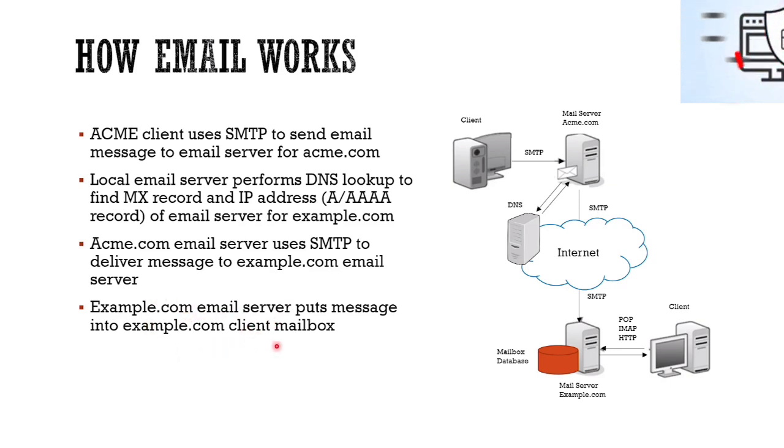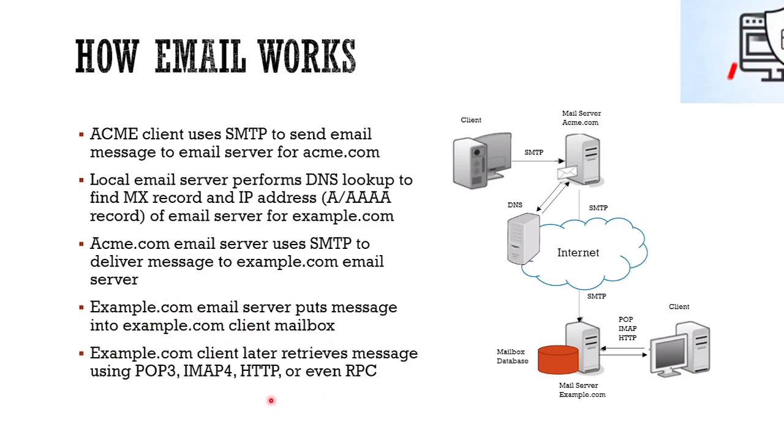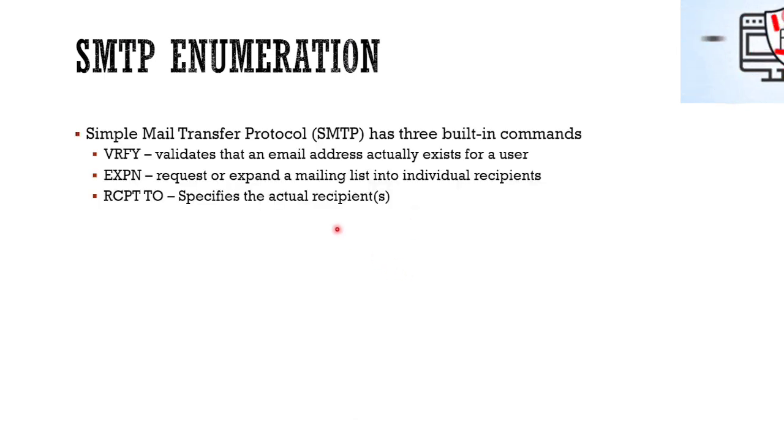So how can we use SMTP for enumeration? Well, SMTP as a protocol has three built-in commands that are useful. It has more than just three, but three that are useful for enumeration. There's VRFY, right here. Verify will validate that an email address actually exists. There's EXPN, to expand a mailing list into the individual recipients. And then there's RCPT TO. That specifies the actual recipient.